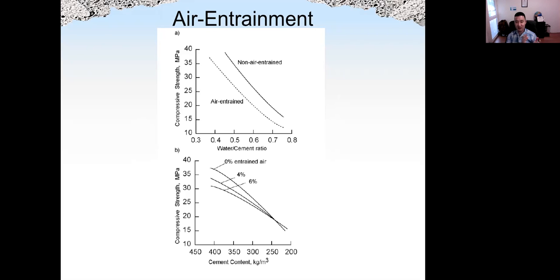Okay, so that's kind of opposite to what we think, but when the cement content is too low, the air will actually be beneficial to the strength of concrete. Okay, so that's kind of tricky. Questions about this?